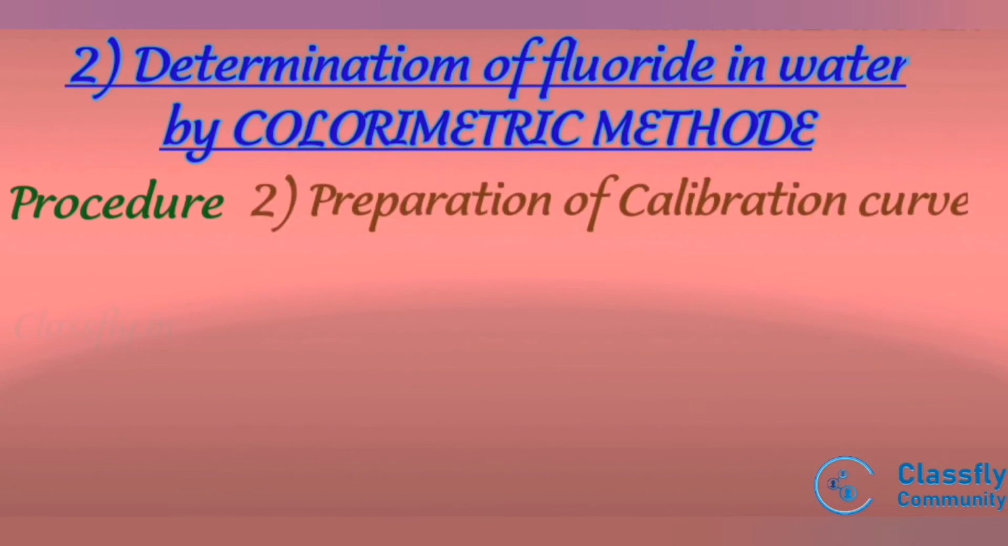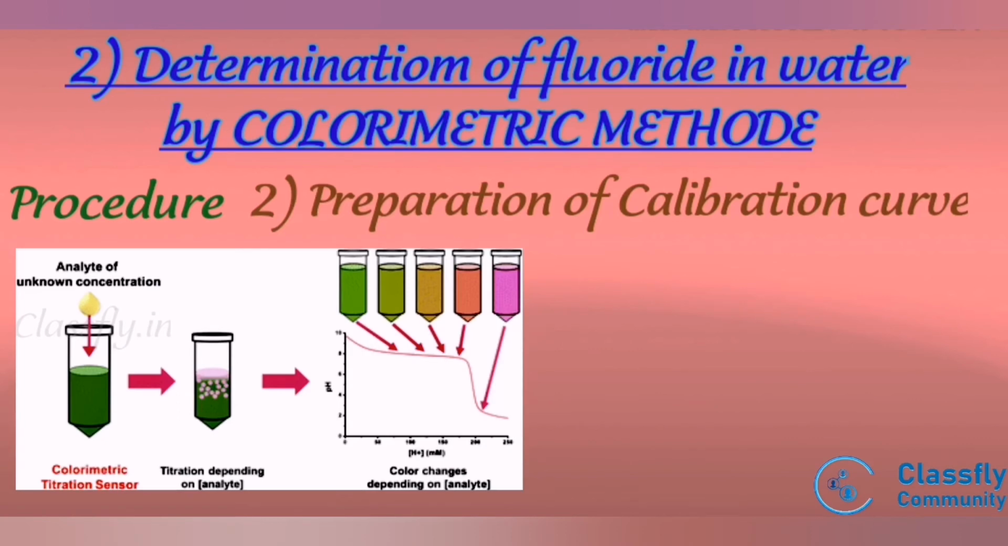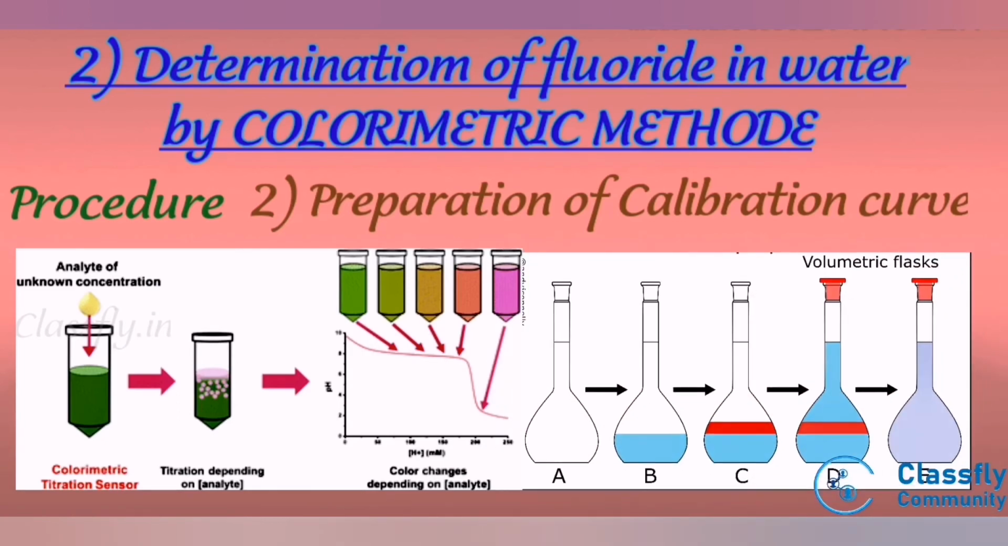Second step is preparation of the calibration curve. 0.221 gram of anhydrous sodium fluoride is dissolved in water and diluted up to 1 liter. The stock solution is further diluted to get a standard solution having 10 mg per liter of fluoride. 1, 2, 3, 4 and 5 milliliter of this solution is pipetted out into 50 ml standard flasks. 10 ml of zirconyl SPADNS reagent is added to each of the solutions. It is diluted up to the mark and mixed well.